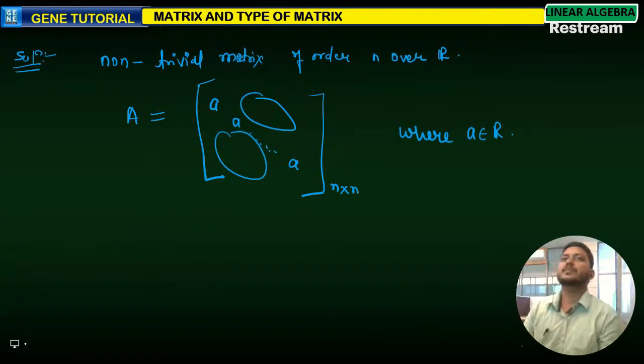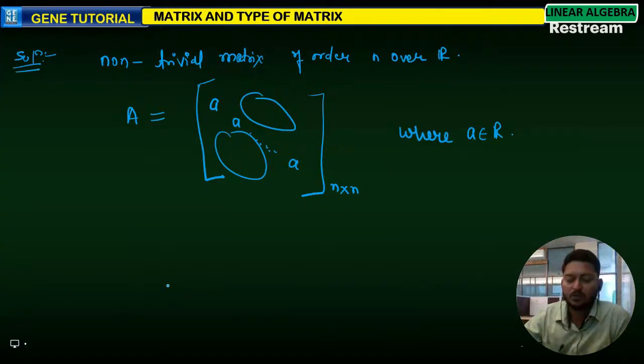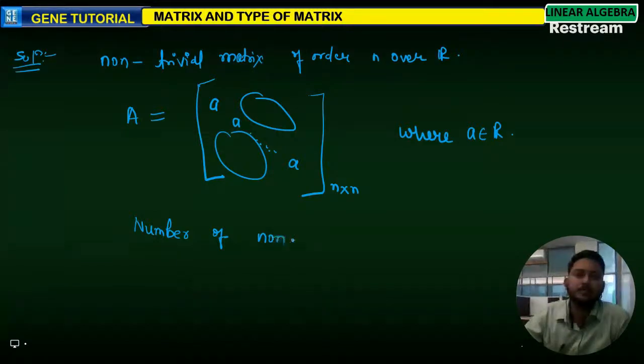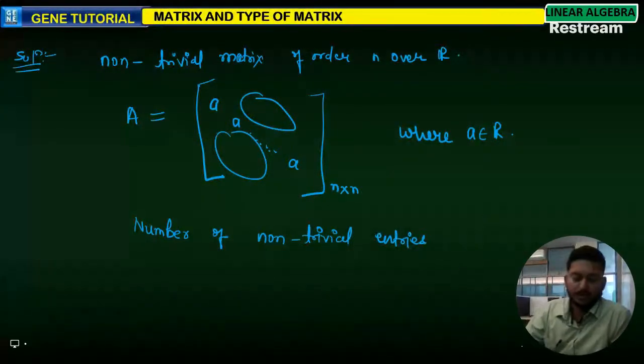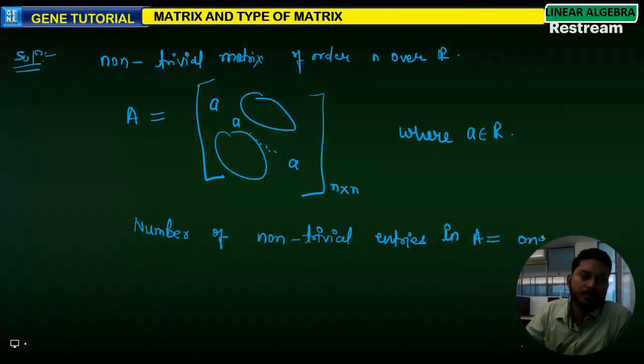All entries belong to R, and the number of non-trivial entries in A is equal to 1.